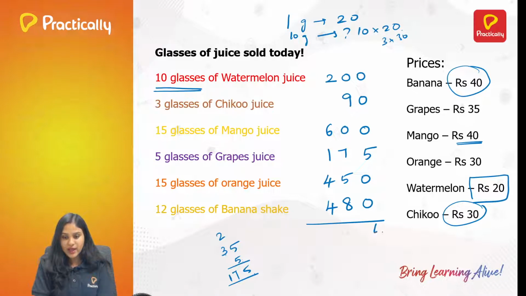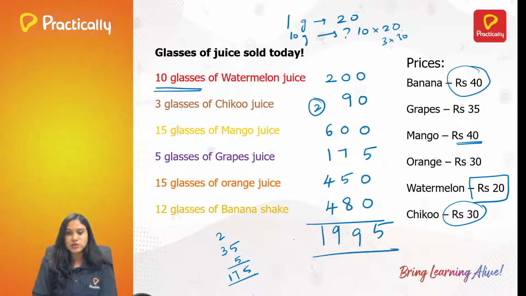So, this is 5. 9 plus 7 is 16 plus 5, 21. 21 plus 8 is 29. 2 plus 2, 4. 4 plus 6, 10. 10 plus 9, 19. So, rupees 1995. So, you all have to give answers in the comments, okay? Right. So, it is rupees 1995.